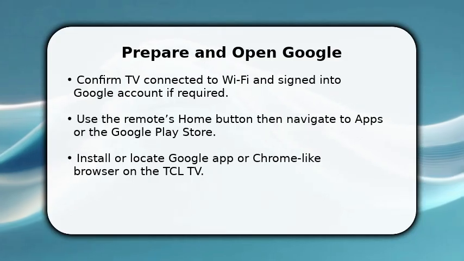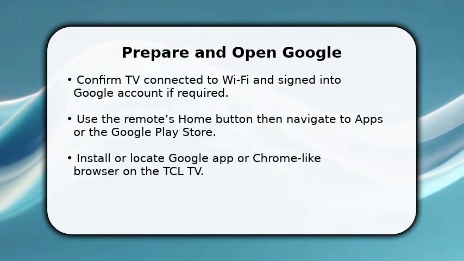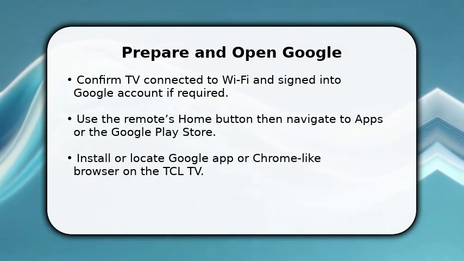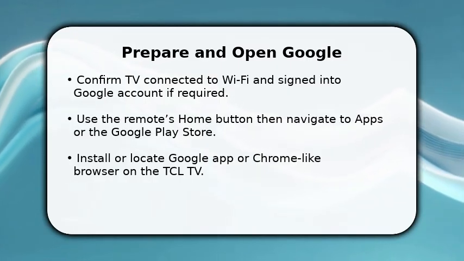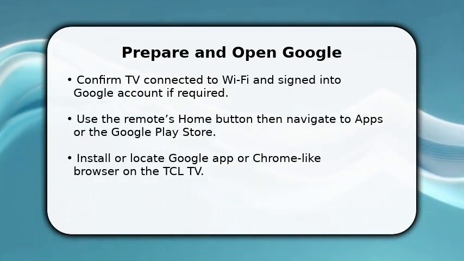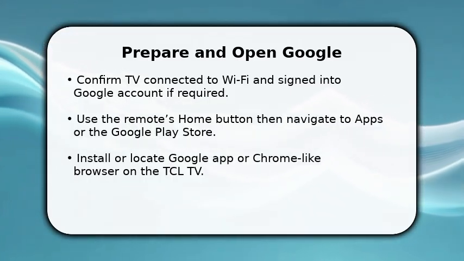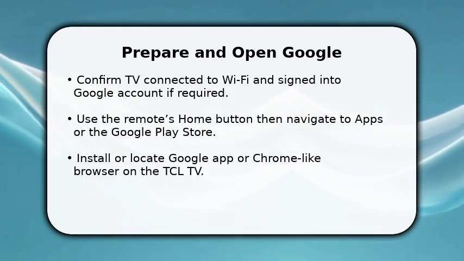You'll start by making sure your TCL is online and you have access to your Google account. This saves time during sign-in. Use the remote, press Home, then go straight to Apps or the Play Store to find the Google app or a compatible browser. Once done, select Install or Open. If prompted, accept permissions so the app can access network and storage. This first step gets you into Google quickly so you can search, stream, or sign in without interruptions.